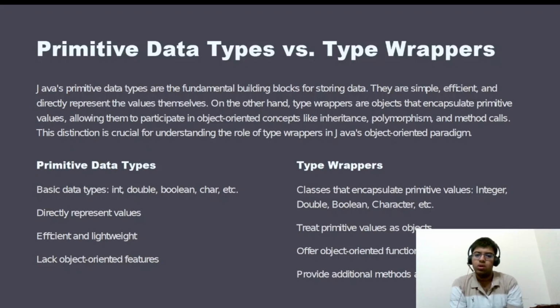Now let's see. For primitive data types, our basic data types like int and double, the same things are getting encapsulated as Integer, Double, Boolean and Character, etc. Then in primitive data types we have direct representation of values along with an efficient and lightweight data type. Now in primitive data types, they directly represent our values, whereas our type wrappers treat your primitive values as objects.